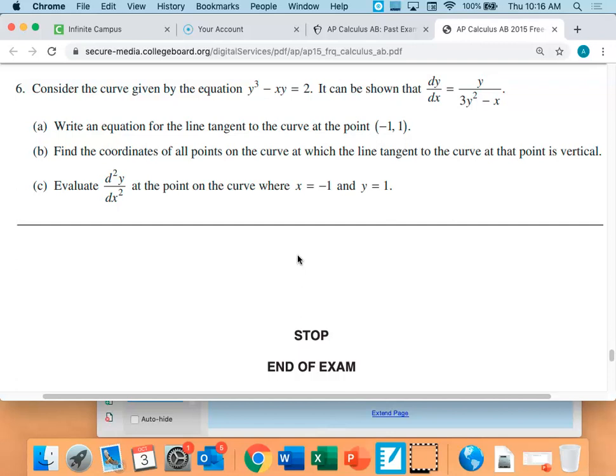How do we know, what do we know about a vertical line? Tell me anything you know about a vertical line. The slope is undefined, right? So if this is my derivative and derivative gives me slope, how would I know when the slope is undefined? When the denominator equals 0, right? Something that causes you to divide by 0 makes you get an undefined slope.